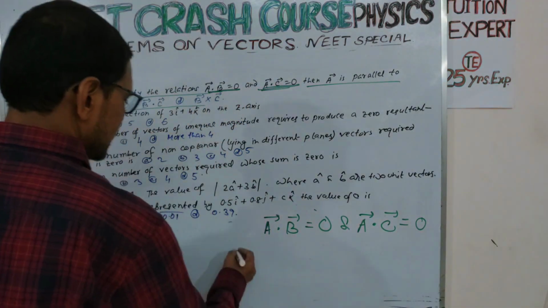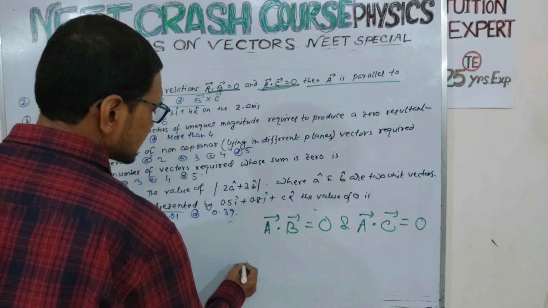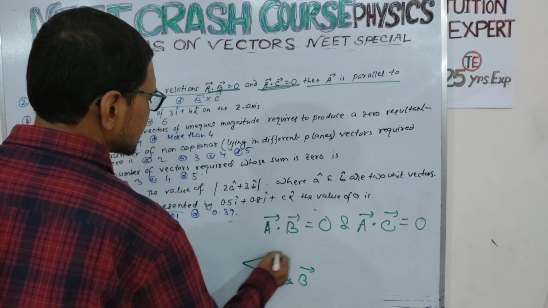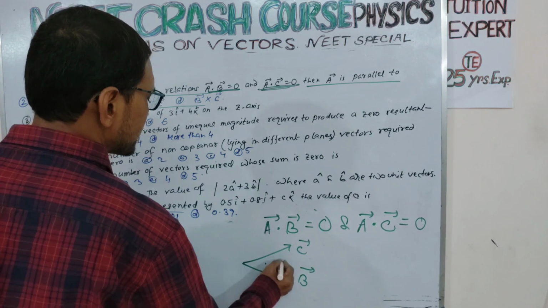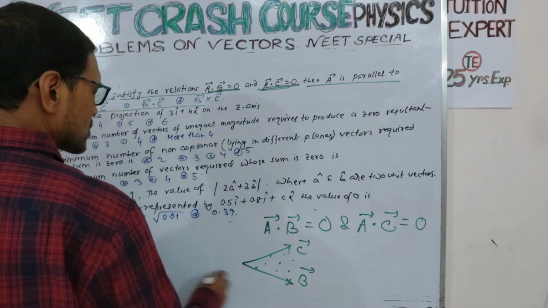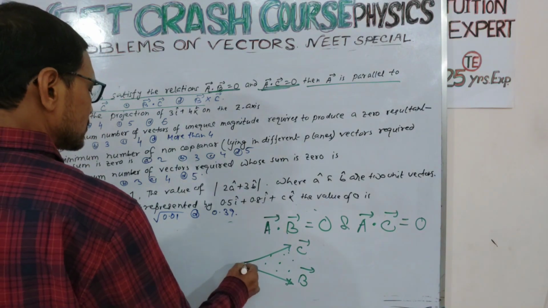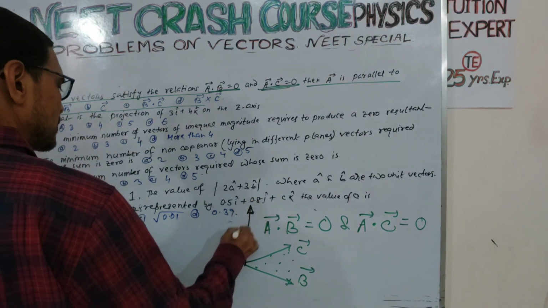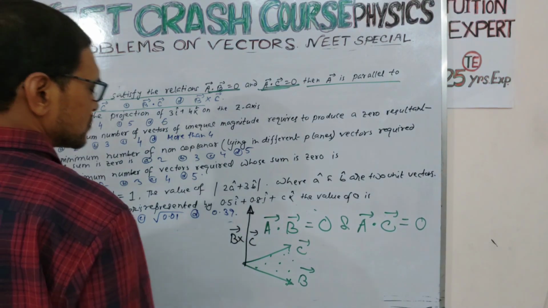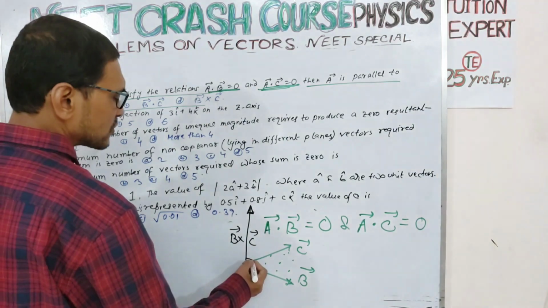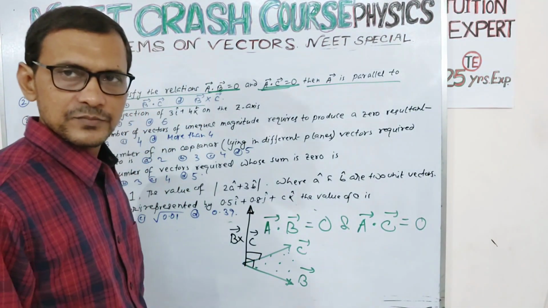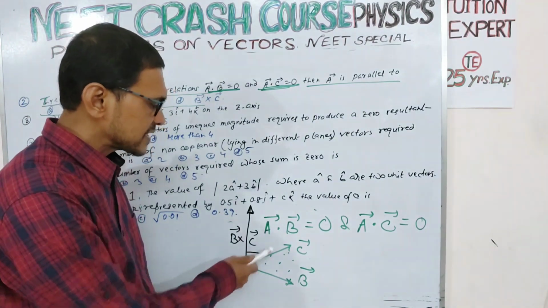So suppose b and c lie in one plane. Suppose this is a plane, and in this plane b and c lie. So what is b cross c? B cross c will be in this direction. We know b cross c is perpendicular to both b and c.